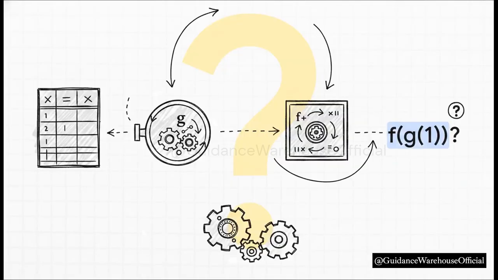All right, time for a quick check-in. Using that inside-out rule we just talked about and the data in this table, can you figure out the value of (f∘g)(1)? Go on, hit pause, and give it a shot.